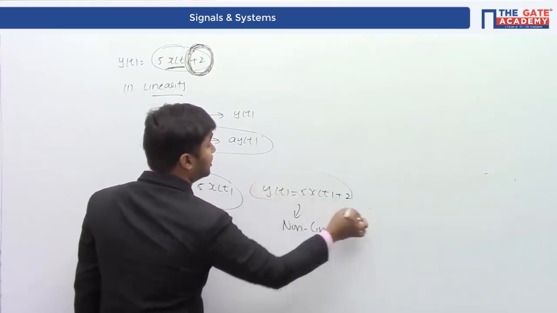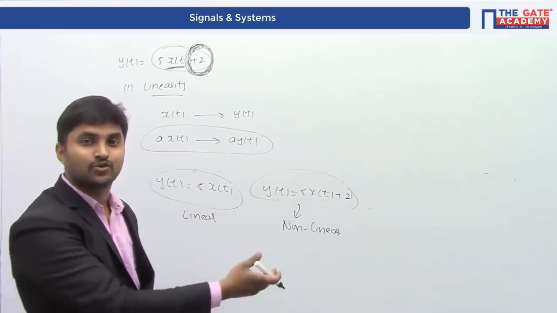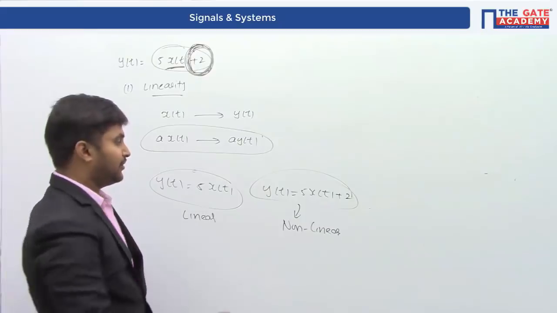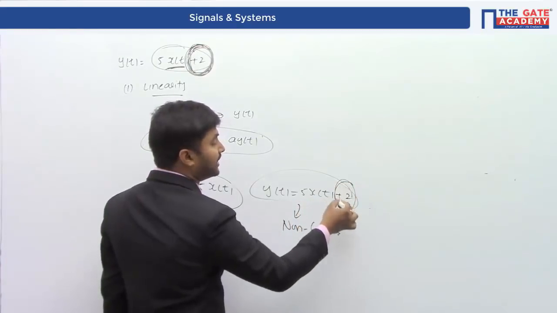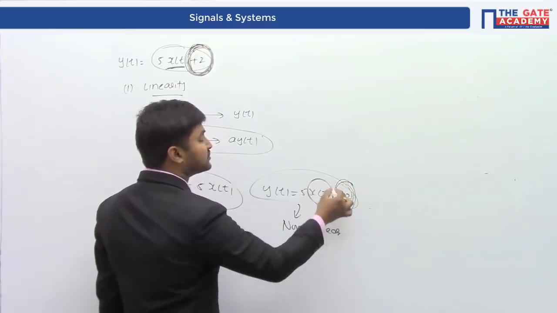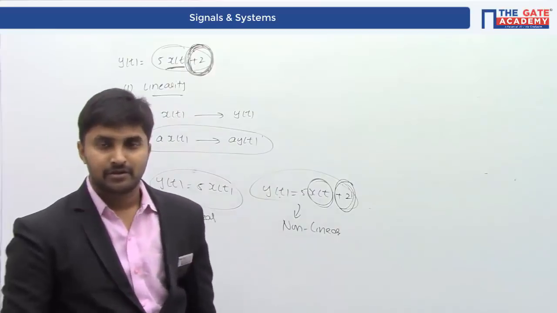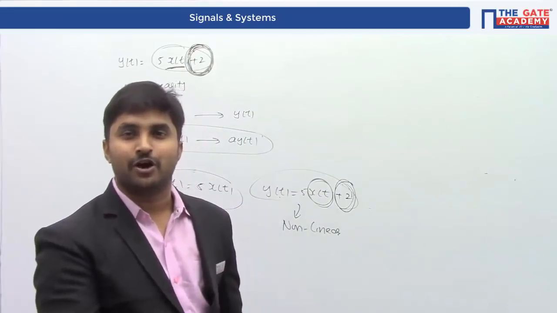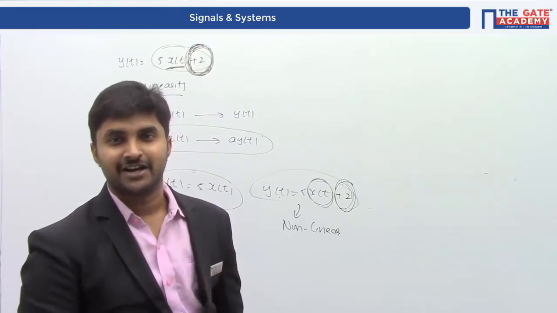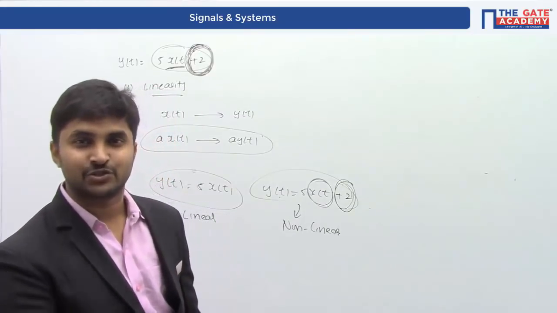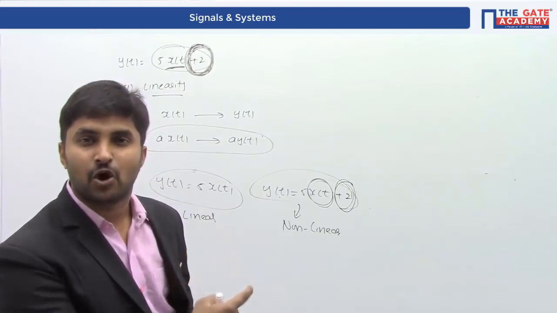And this question has already been asked many times in GATE in different forms. Even in GATE 2018, the question has been asked on it. y of t is equal to 5 into x of t plus 2. Whenever you are adding a DC component, it means that when you put x of t equal to 0, your output is non-zero. Whenever your output is non-zero when x of t is 0, that system is always non-linear in nature. So for that particular reason, this system represents a non-linear system.